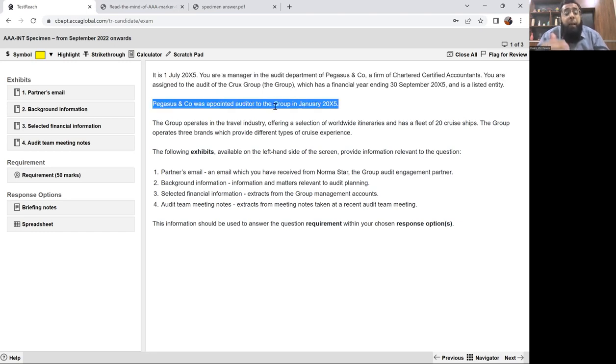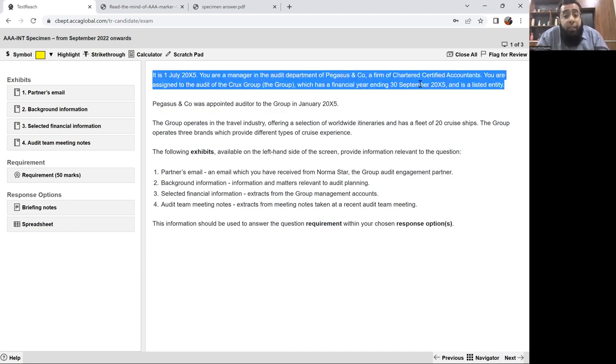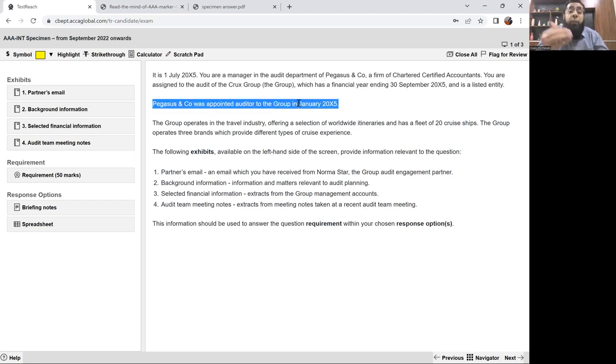Now, Pegasus and Company was appointed auditor to the group in January 2005. This means that this is the first year of audit, because the year end is 30th September 2005 and we were appointed during the year in the month of January. So this will be our first year of audit. And as you all know, this question is related to audit risk. We have already analyzed this question. So first year of audit is an audit risk which we refer to.